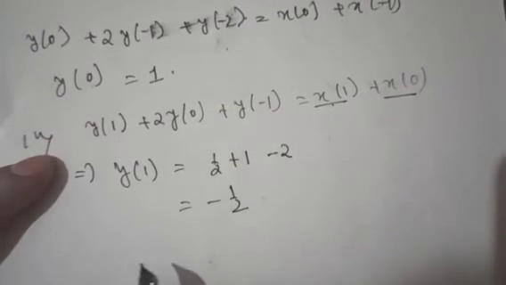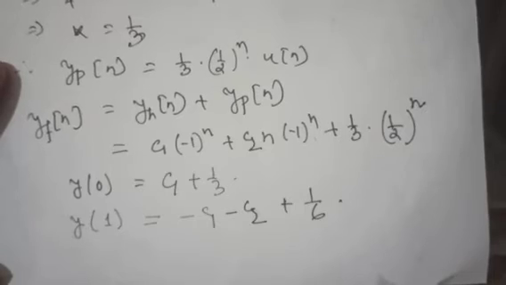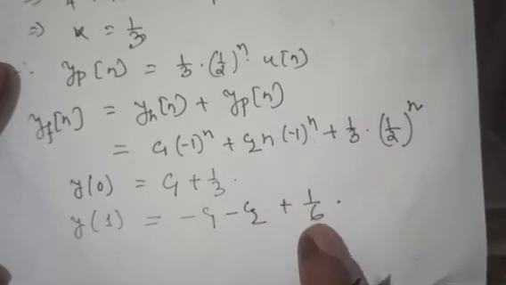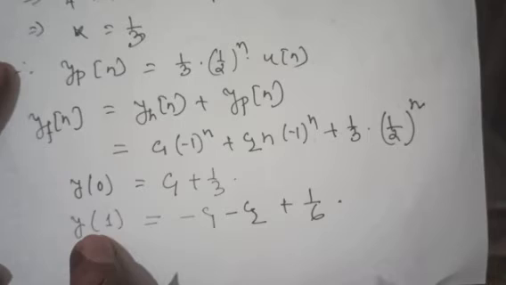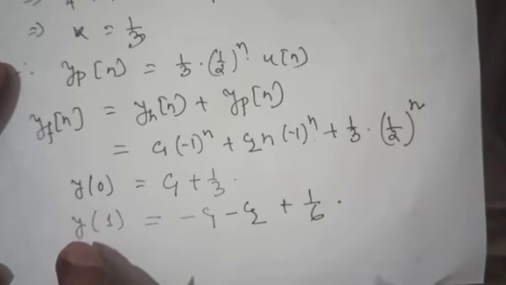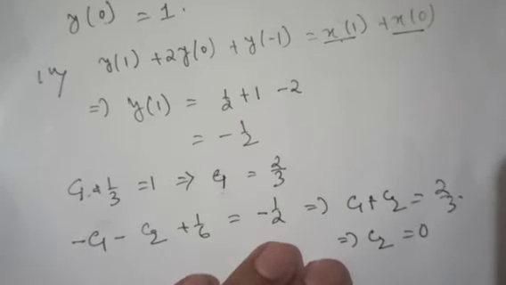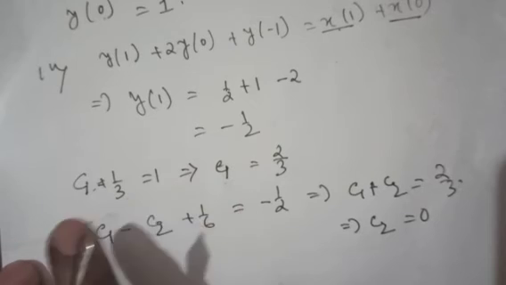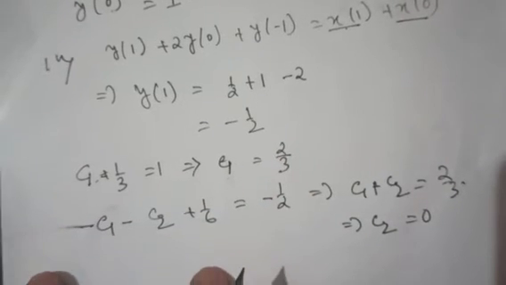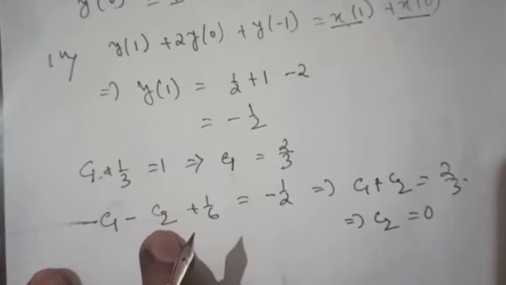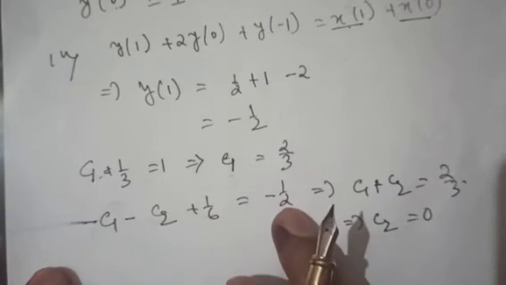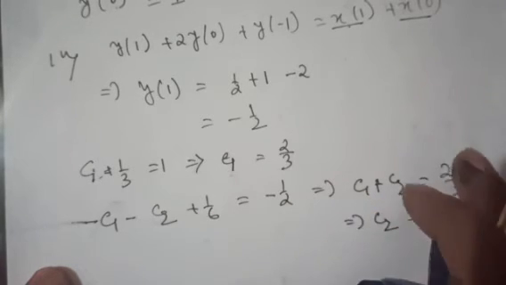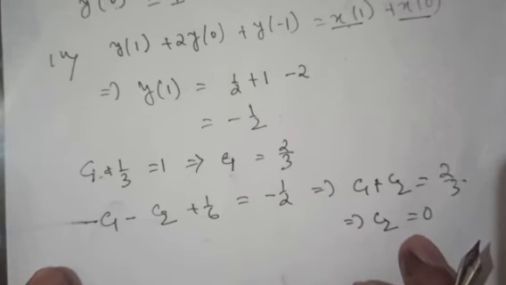So therefore if we go back to y0, which is c1 plus 1 by 3, y1 is minus c1 minus c2 plus 1 by 6, in which we will now put y0 and y1, where y0 is 1 and y1 is minus half. So c1 plus 1 by 3 is equal to 1 from this previous equation, then c1 will be 2 by 3, and the second one was minus c1 minus c2 plus 1 by 6 is equal to y1, so y1 is minus half, so therefore c1 plus c2 equals 1 by 6 that side, so it will be 2 by 3, then c2 will be 0.